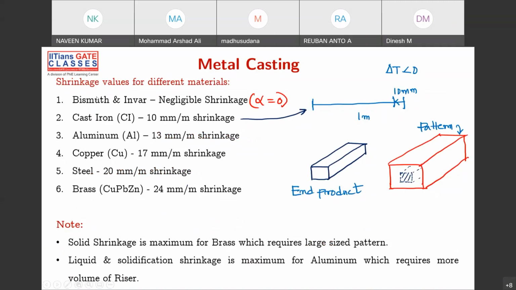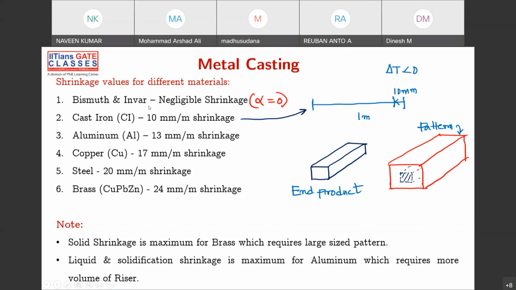Here we have some materials, and these materials have their values of shrinkage. No need to remember them, but at least have some idea, get a feel of it. In examination sometimes they might ask, out of the following, which has the highest shrinkage? So you should not get stuck there. So have a feel of it. At least remember the order.